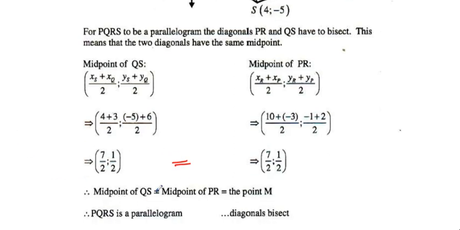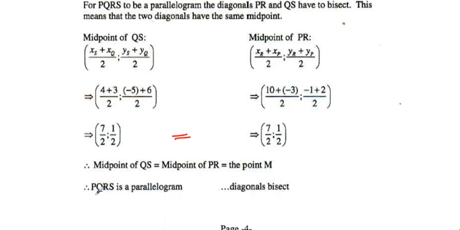The midpoint of QS is equal to the midpoint of PR, which is equal to the coordinates of M, and therefore PQRS is a parallelogram because the diagonals bisect each other. Very interesting exam question. Spend some time to do this. There are other methods, but this is good enough to know one method.